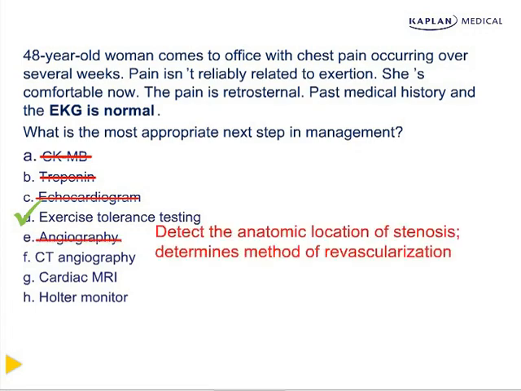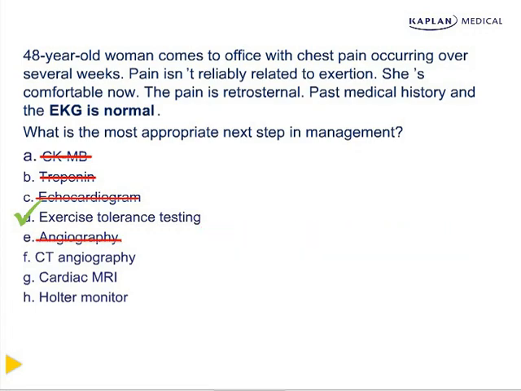The angiogram is what we'd get if somebody had an abnormal stress test. The angiogram is to determine the anatomic location of a stenosis and determines a method of revascularization. For instance, if it's only one or two vessel disease, we would generally choose angioplasty, percutaneous coronary intervention. If it's three vessel disease or left main, the answer is a cardiac bypass.